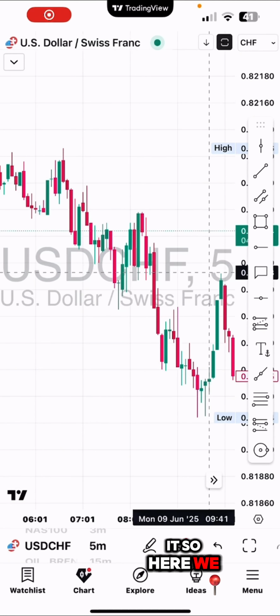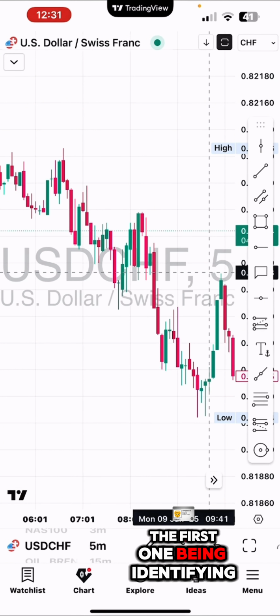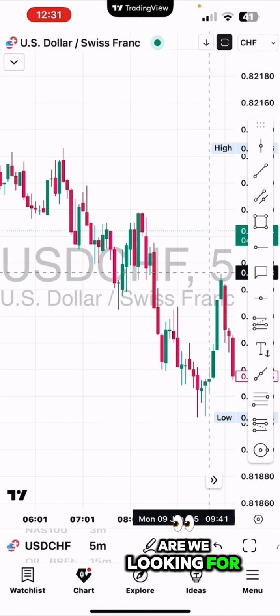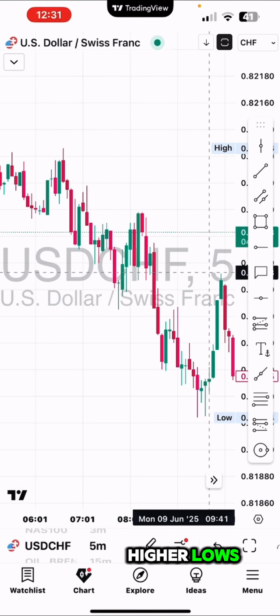So here we're going to do a live example. Now we're using the USD CHF on the 5-minute chart. So if we go back to the 4 simple rules, the first one being identifying the trend. Are we looking for higher highs or higher lows, or are we looking for lower lows and lower highs?